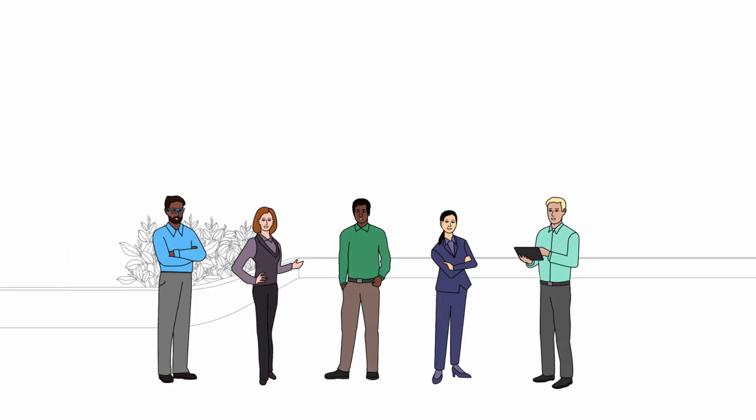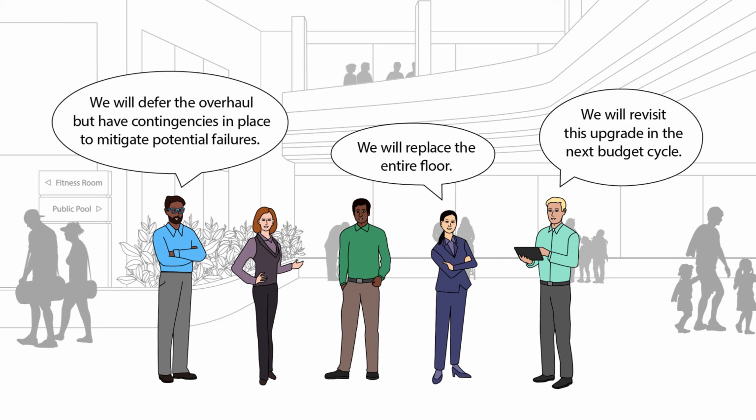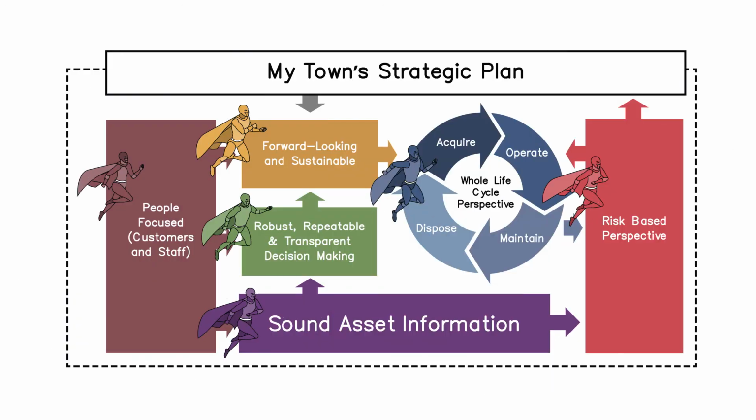With a risk-based asset management principle integrated in their processes, My Town can make better decisions that focus on the most critical assets to ensure the cost-effective delivery of service. Risk-based perspective is one of the 6 principles of My Town's asset management policy. You too can be a champion of this principle.